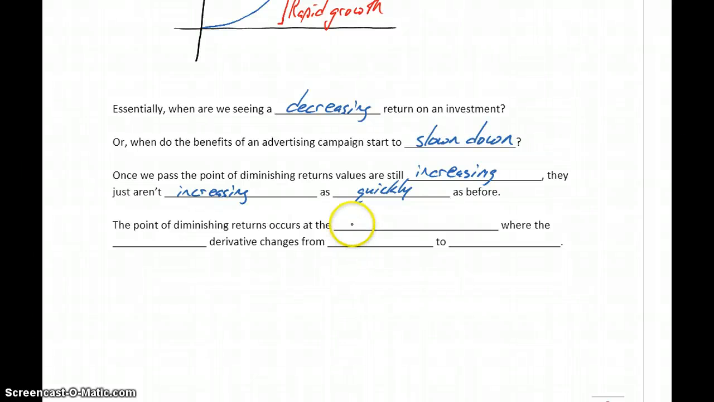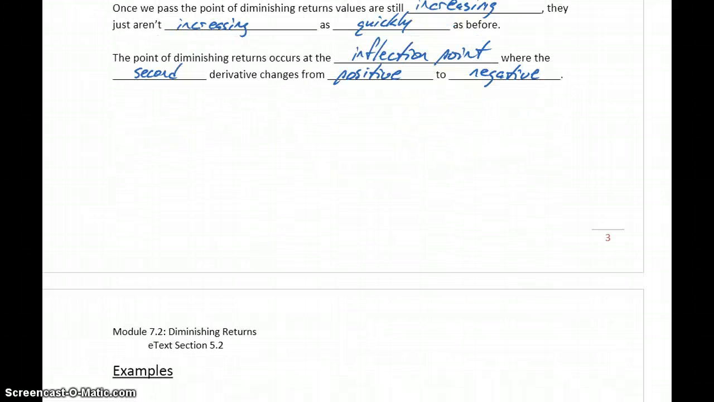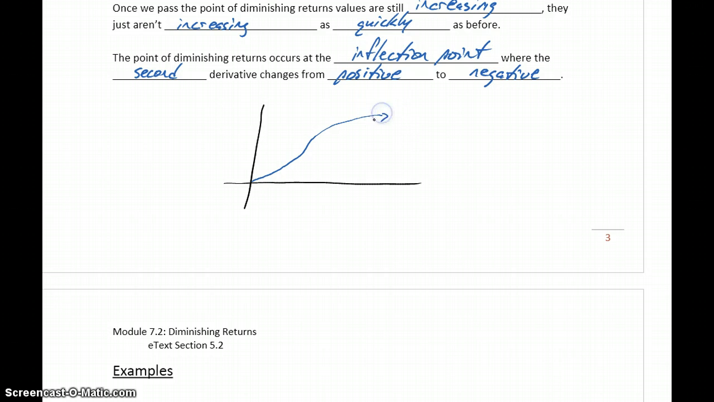The point of diminishing returns occurs at the inflection point where the second derivative changes from positive to negative. So if we again sketched out a curve here where we have some rapid growth and then at some inflection point, that rate of change, the rate of our growth starts to slow.